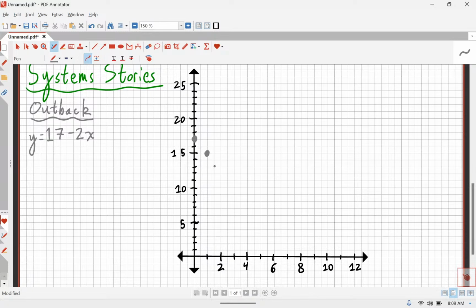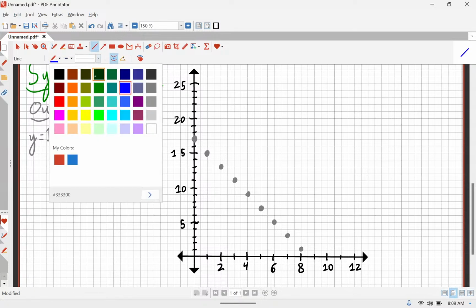Which on my screen looks like down 2 over 2, but that's because every 2 boxes counts as 1. Otherwise, it would be really difficult to see. There we go. That's all I can fit. So I'm going to go ahead and connect those.